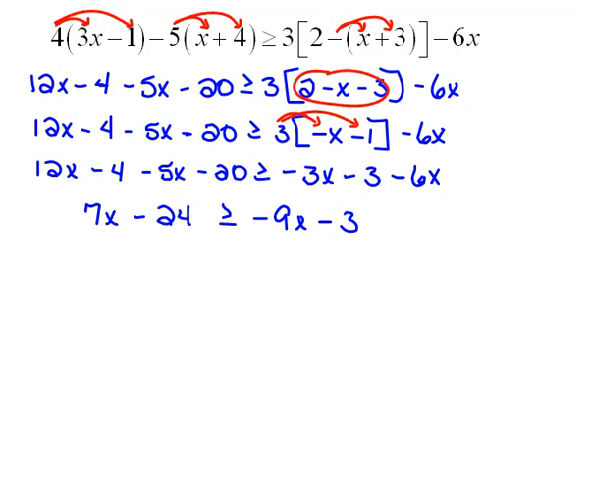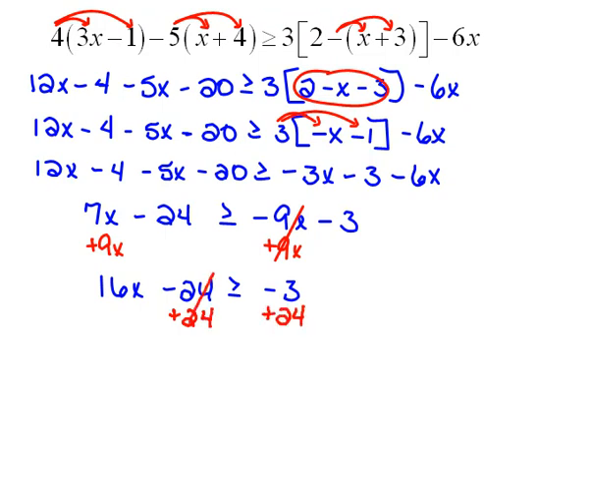And now we can start in with our addition property step. So if I move the negative 9x by doing the opposite, I add 9x to both sides. Now we have 16x minus 24 greater than or equal to negative 3. Notice I've been continuing to keep that symbol the same direction because we've not multiplied or divided by a negative anywhere. Now we need to use the addition property to move this negative 24 by doing the opposite, which would be to add 24 to both sides. So now we have 16x greater than or equal to 21.